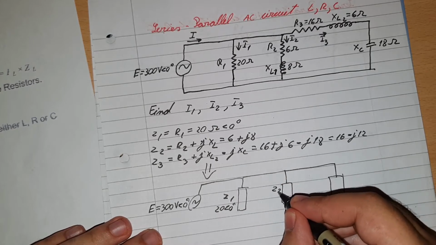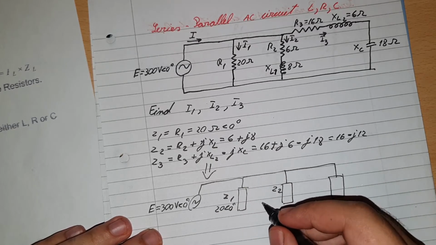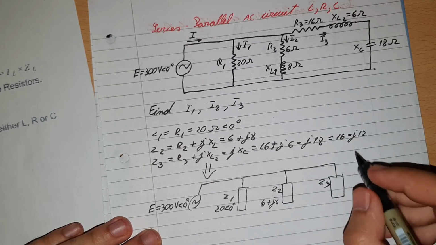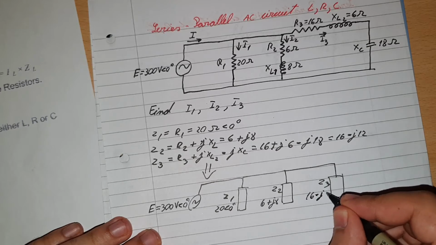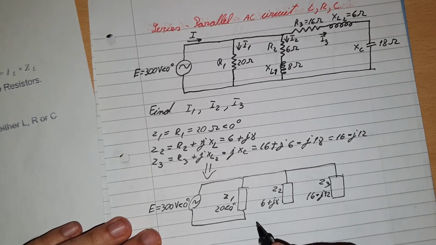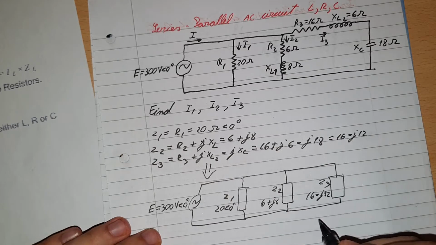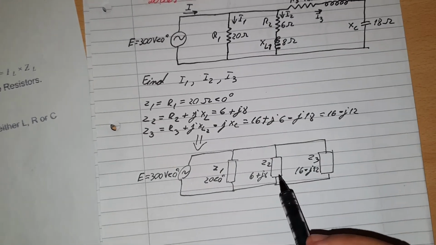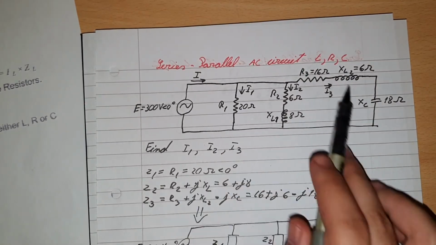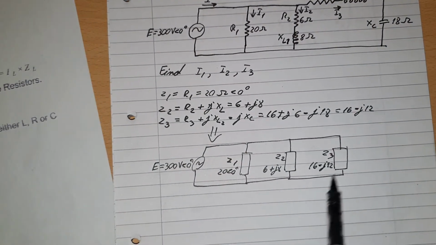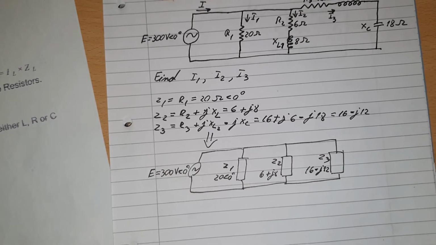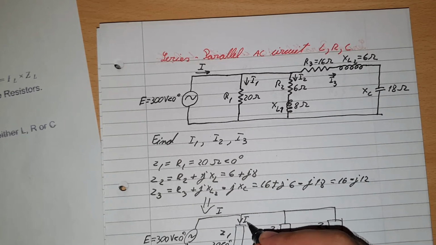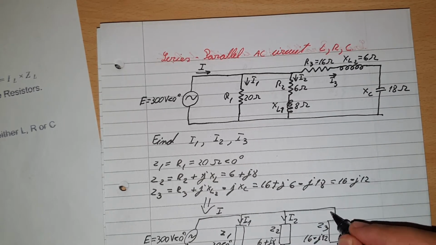You can say this one is Z2, and Z2 has 6 plus j8, and Z3 has 16 minus j12. We can also write it in polar form, but we are going to convert it to polar form anyway. Okay, so these are the Z values. So we simplify this complex circuit into a simple parallel circuit like this one with 3 components. And again, to find the total current, which will be I, this one will be I1, this one will be I2, and this one will be I3.